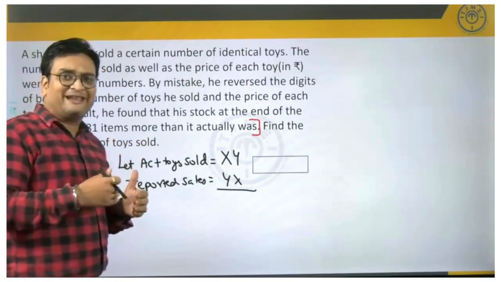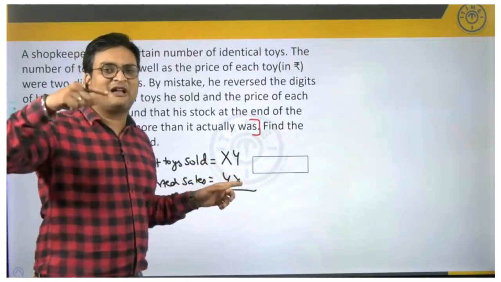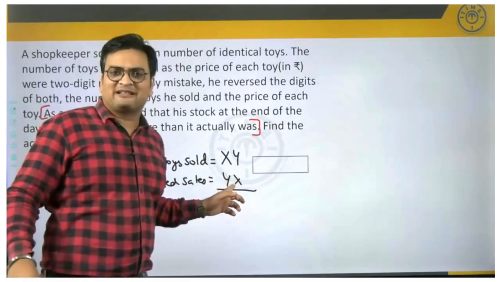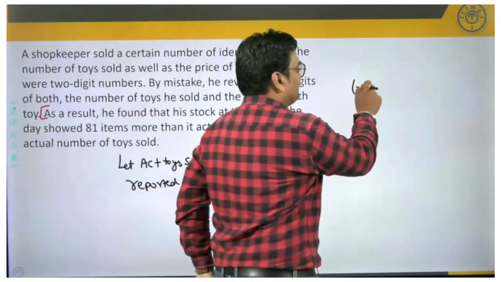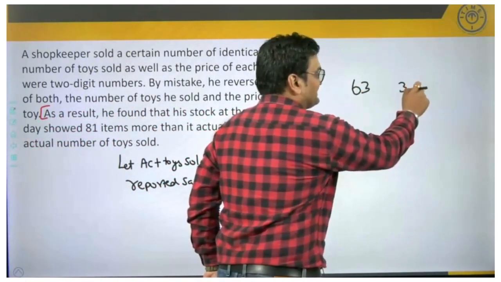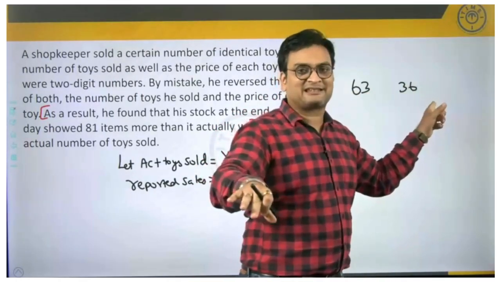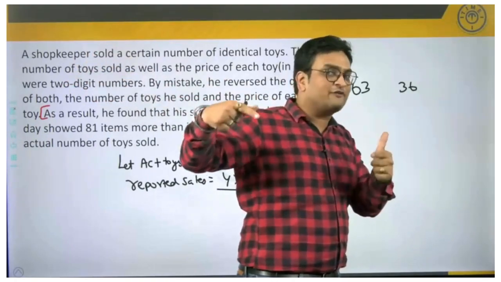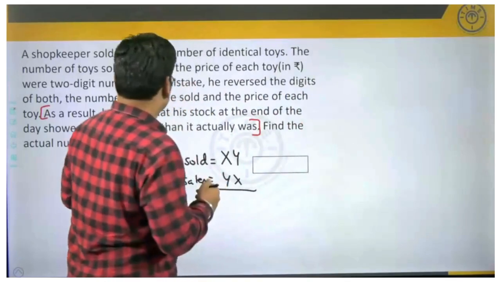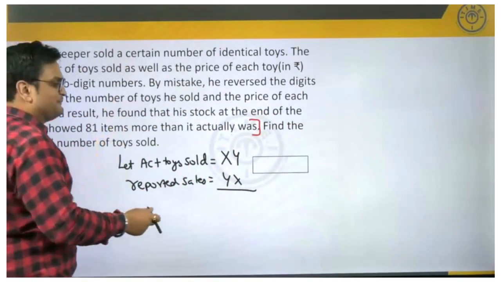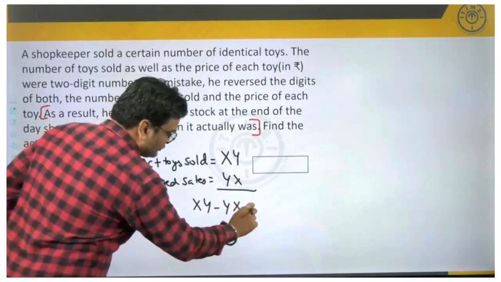And if the stock is showing 81 more, that means, can I say the actual sales should have been higher than the reported sales? For example, actual sales we took as 63, if you remember the example, but we reported it as 36. So basically we are saying that, oh, I have sold 27 items less. Thus the stock will show 27 items more. So basically when he says the stock showed 81 items more, that means the difference between these two, that is XY minus YX, should be equal to 81.